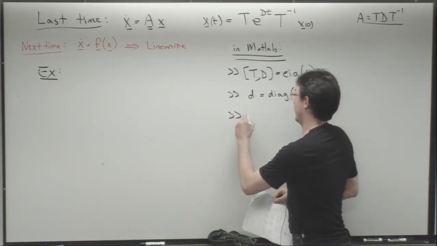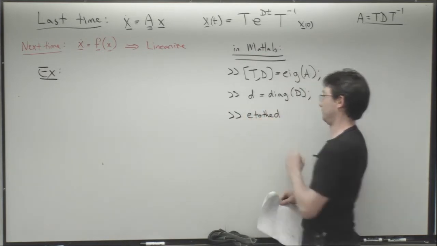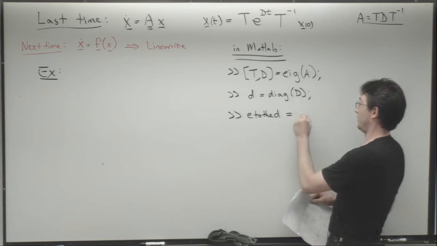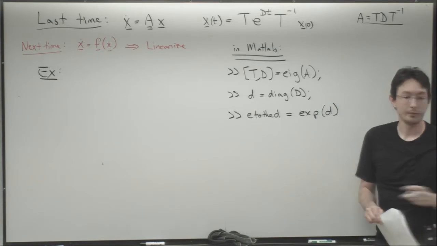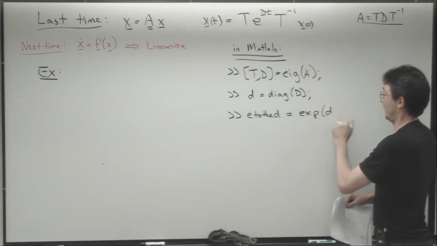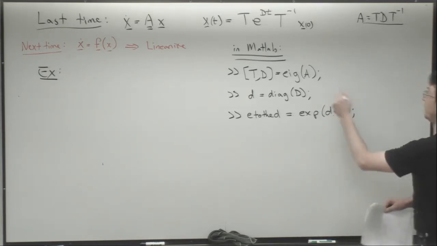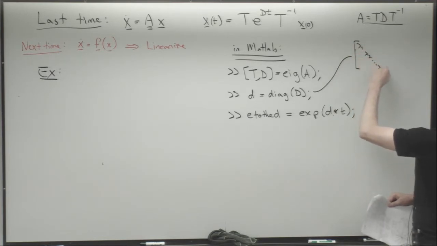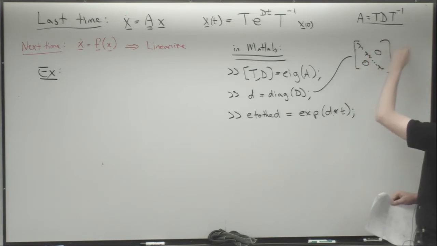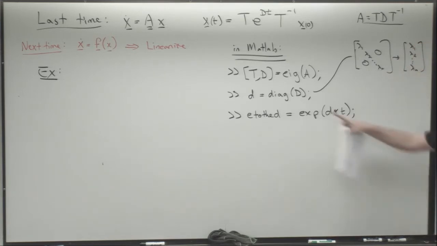Then what I would say is e to the d equals exp of d. And if there was a time in here, I'd say exp of d times t. So this first one is going to take my big matrix, lambda 1, lambda 2, dot, dot, dot, and give me a vector, lambda 1, lambda 2, dot, dot, dot, lambda n. That's what this first diag does.